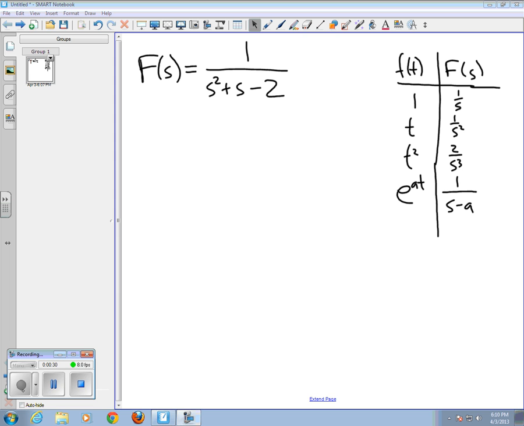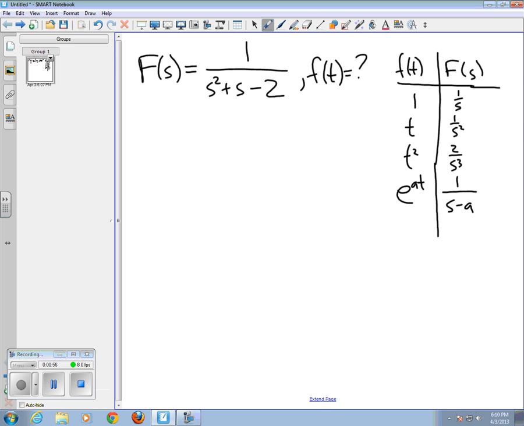So we have here a capital F of s, 1 over s squared plus s minus 2. And the question we're asking is, what does little f of t look like? So what we're really doing is asking for the inverse Laplace transform of 1 over s squared plus s minus 2. Now, I've reproduced our table over here on the right.